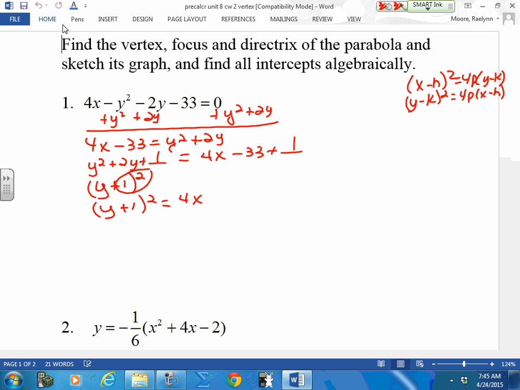And on this side, we just have to combine like terms, and we still have to get it to look like that, with the x minus something in parentheses. So what can we factor out of here? A 4. We need to get x by itself. Oops. I'm making a lot of mistakes.